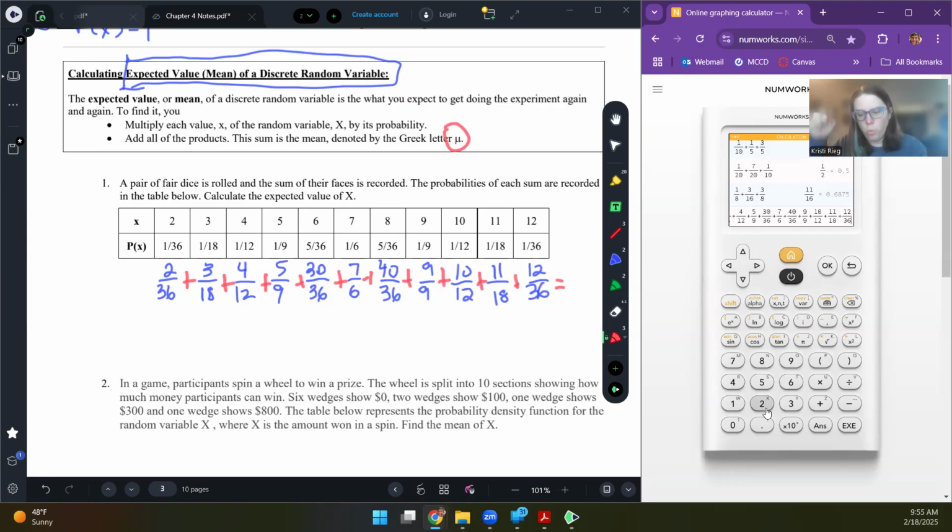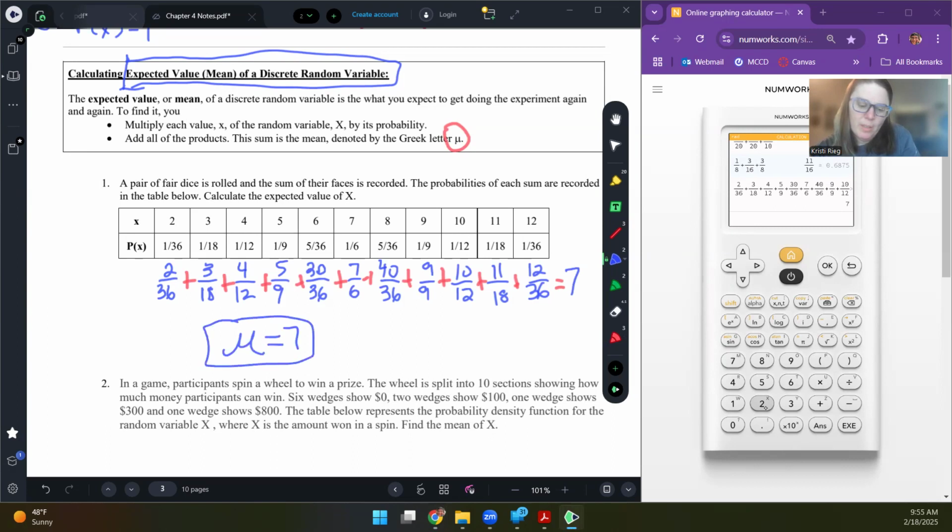And enter. It's a very pretty number. So this equals 7. So the answer is mu equals 7.